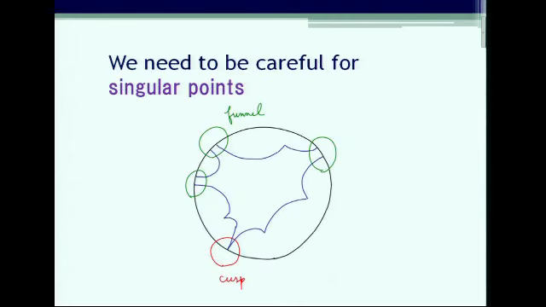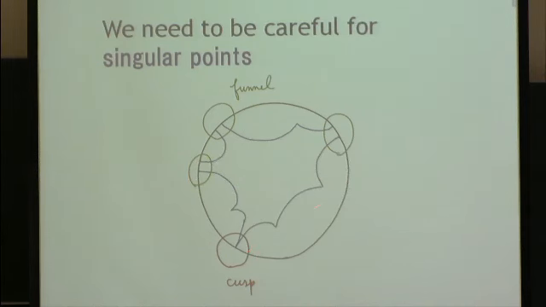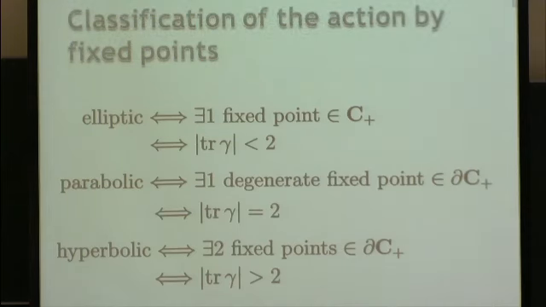Now, let us recall our example of the geometrically finite hyperbolic space. So you have funnels here, the cusp here, and also you have some singular points here. There is another classification of the points in the hyperbolic space by the action of the discrete group.